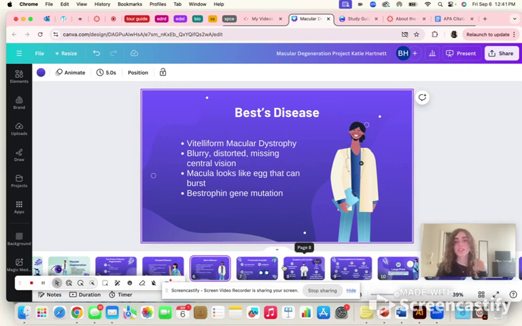The next disease is Best's disease, and this is where there's a gene mutation in bestrophin. The macula actually kind of resembles an egg. It looks like it might burst. This can include blurry, distorted, and missing central vision, which we were talking about, which is kind of that black circle in the middle of their vision.